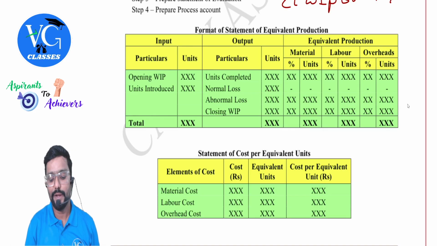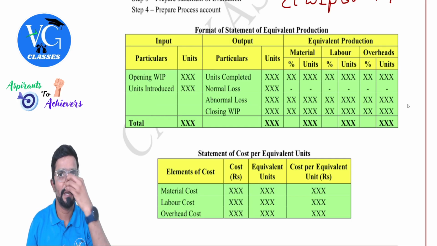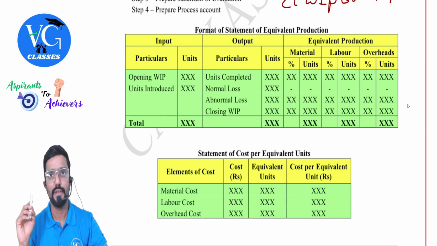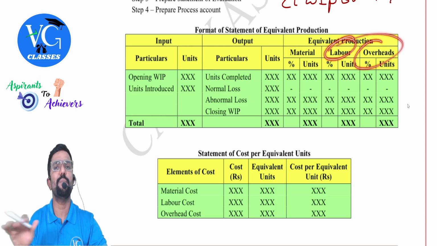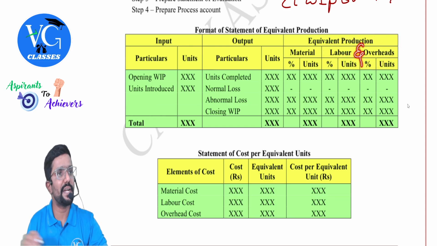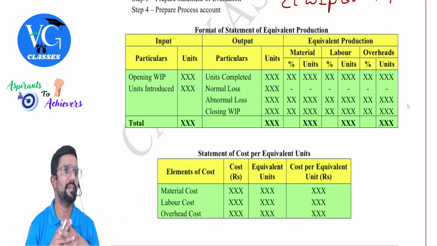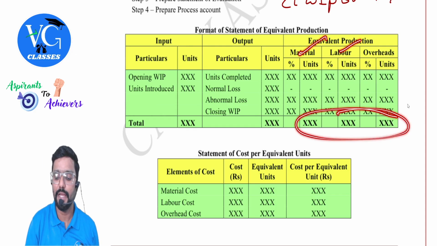Whereas for abnormal loss, take whatever percentage they have given as the percentage of work completion. That is the degree of completion. If nothing is given, consider 100%. Then closing WIP, they would have given it accordingly. Take it. Clear? With respect to degree of completion, sometimes they may give the same percentage for labor and overhead. In that case, you can club both and write one column, labor and overhead. If they have given it separately, please show it separately. No, sir, they have given the same percentages. Then you can club and write under one column. Oh. Now we have got equivalent units for material, labor and overhead.